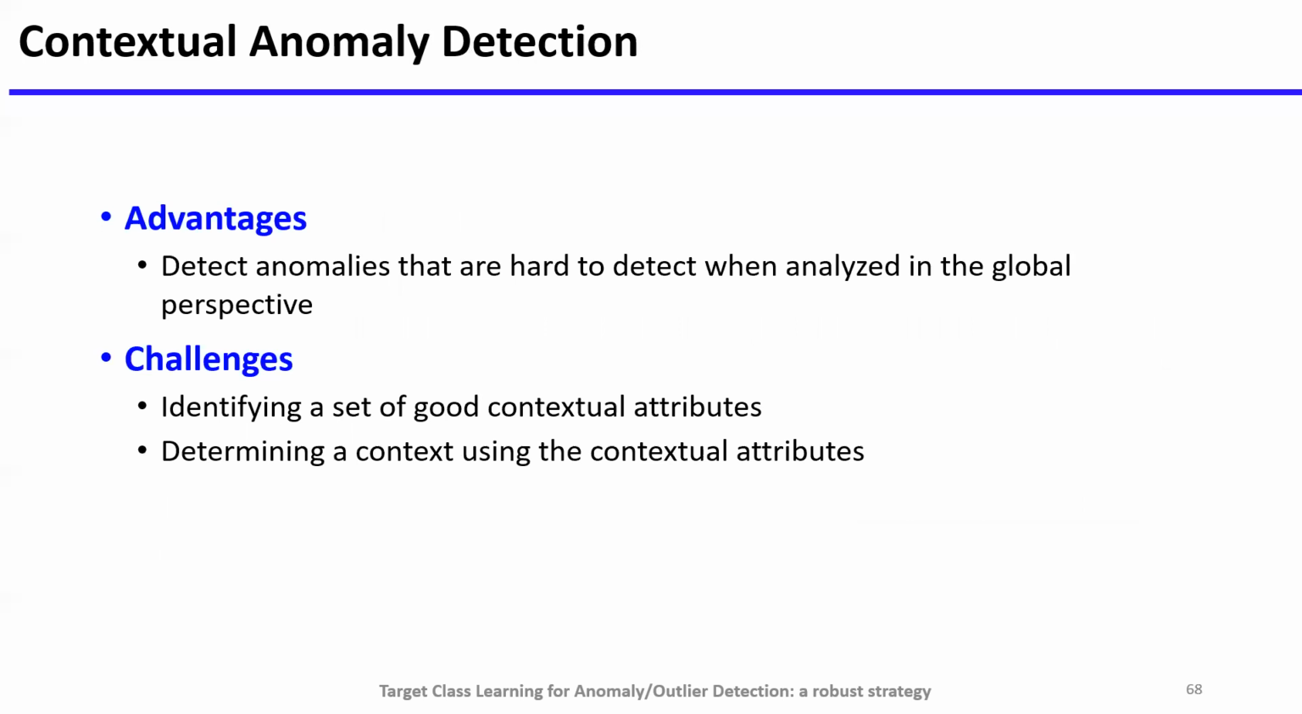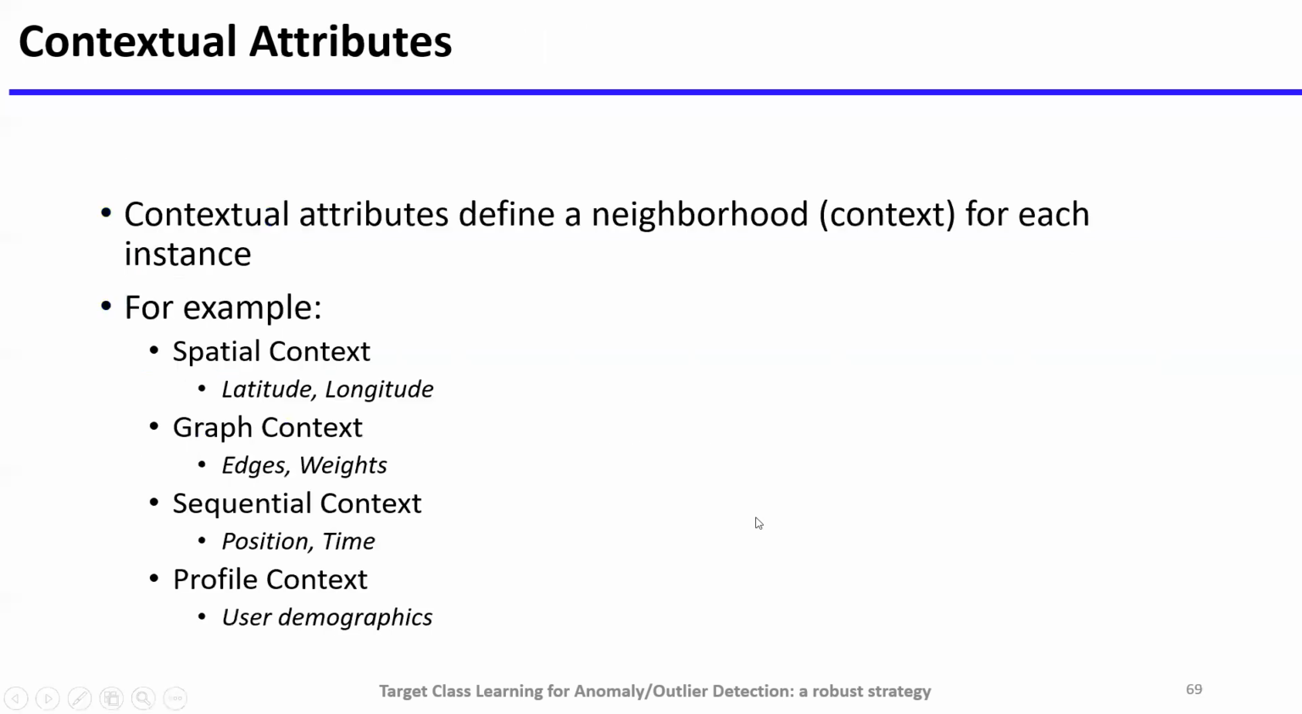And the challenge is that we need to identify the contextual attributes. So it's again an art, or again a challenge, to identify good contextual attributes. And we also have to correlate the observations with respect to a certain context. So that is something which is important. We have various kinds of contextual attributes here.